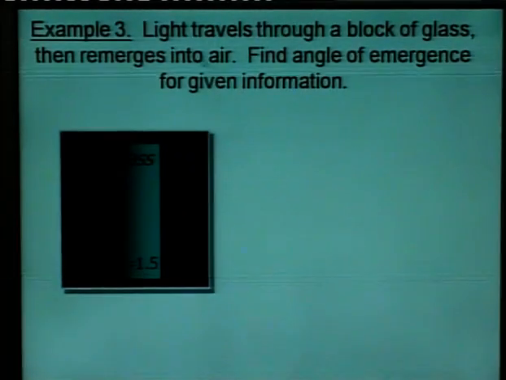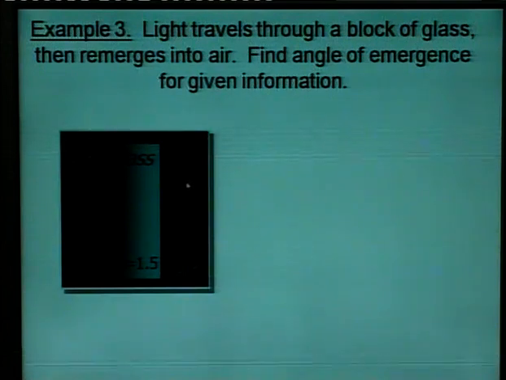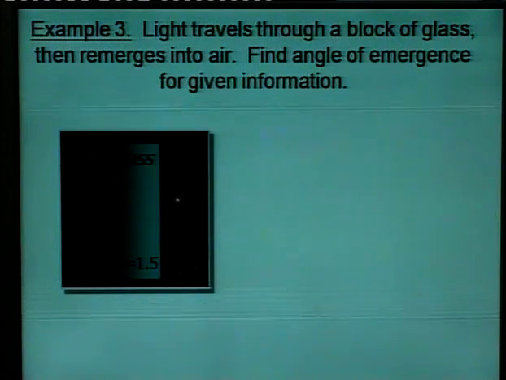Another example: light travels through a block of glass, then re-emerges into air. So from air to glass and then again to air. Find the angle of emergence for the given information. By this time I think you might be able to solve this problem orally. In the previous slide we have seen that under such conditions the angle of incidence and angle of emergence are the same, because the light is traveling in air, and after passing through glass it will come back again in air. So this angle will be the same.